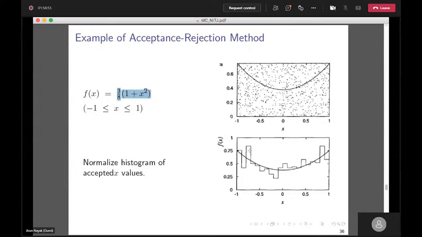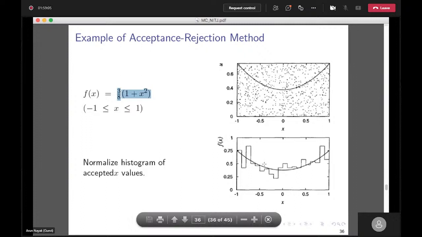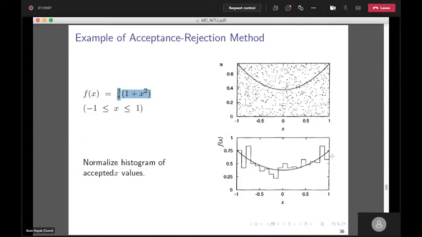So this is your PDF. If you do it for a large number of points, these fluctuations will go away. It will become more and more smooth, and you will get the PDF distributed according to this PDF. If you have fewer points, you will have more fluctuations. If you have a large number of points, you will have fewer fluctuations.